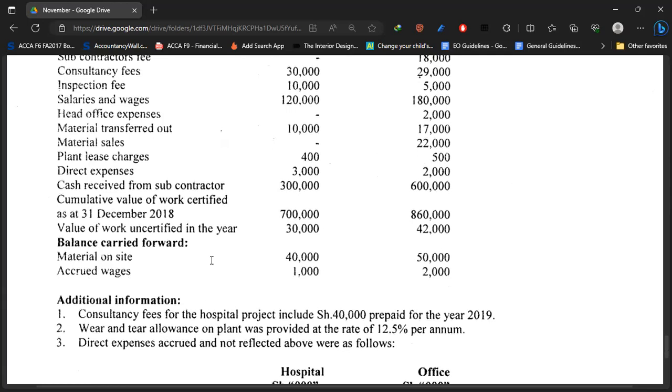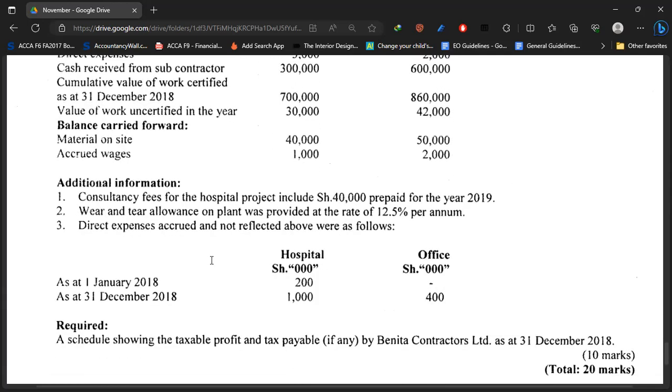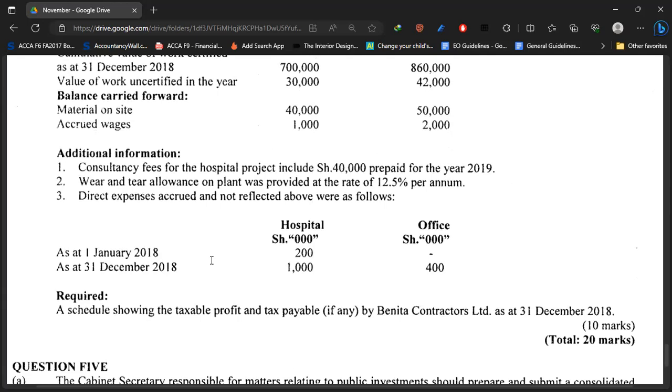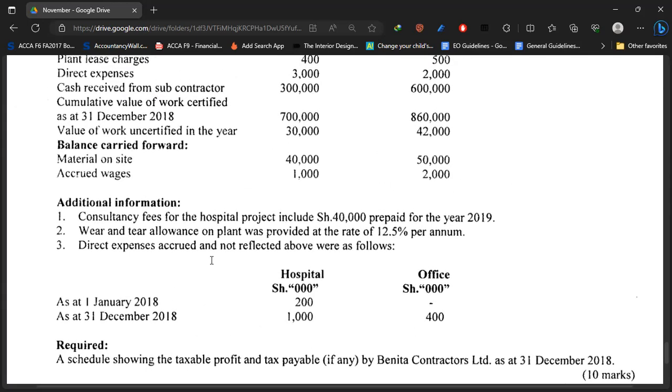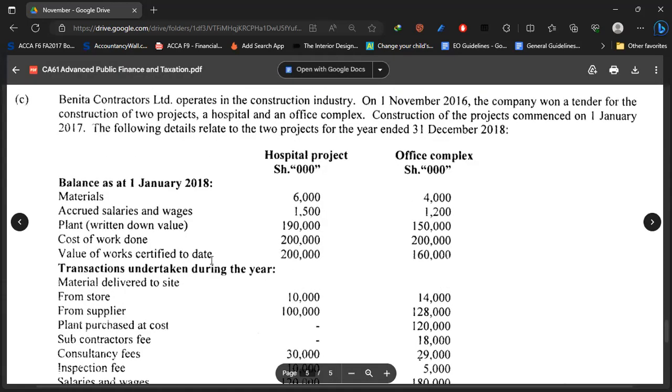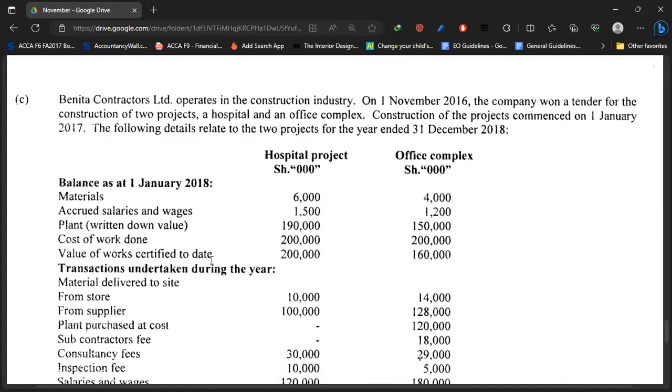The value of the work certified during the year is provided there. I can see we have the cumulative value of the work certified at the end of the year, which is 700,860. Then we need to look at the cumulative value at the beginning of the year, right? For the cumulative values at the beginning of the year, we are given 200,000 somewhere there, where they are calling it the value of the work certified to date, 200,000, and also we are given 160.